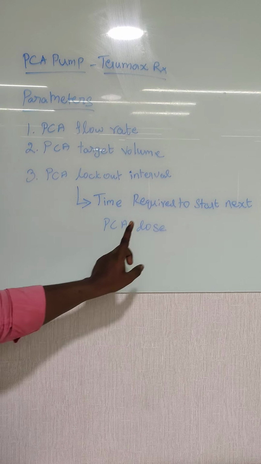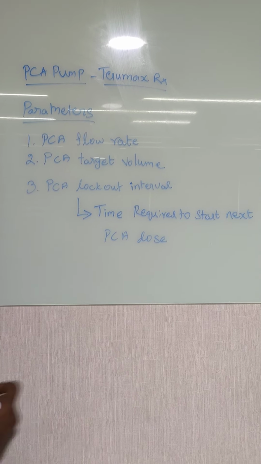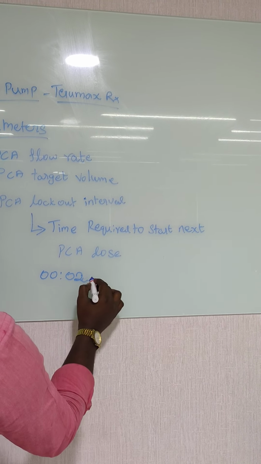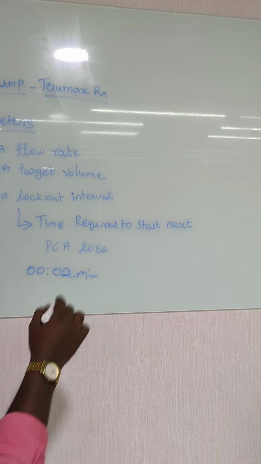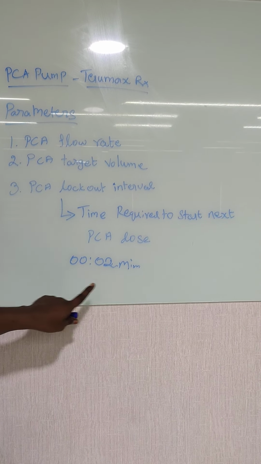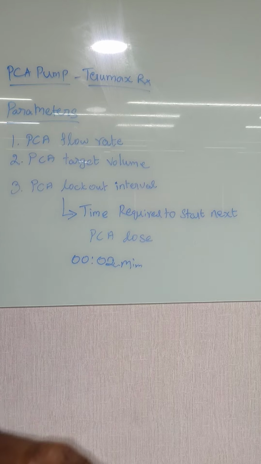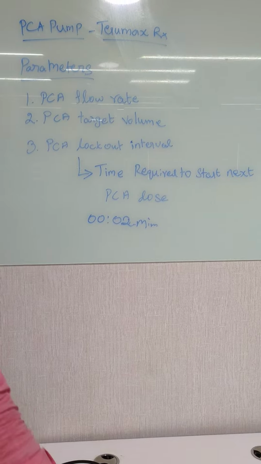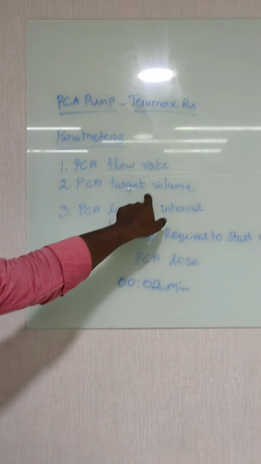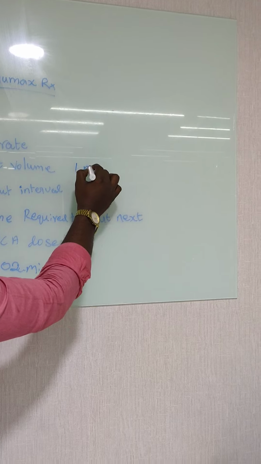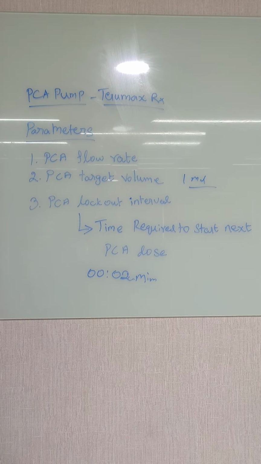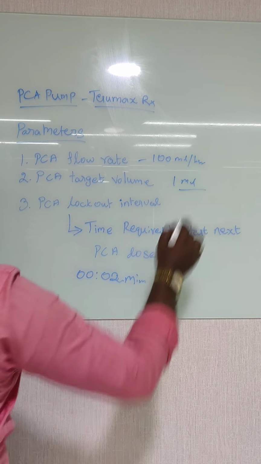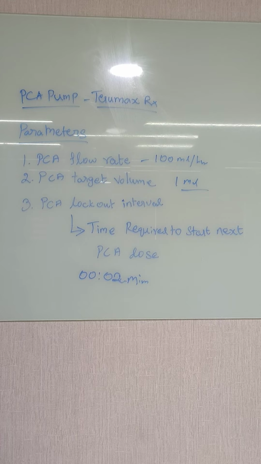For example, if you set the interval time as 2 minutes, consider that you are setting 2 minutes inside the machine. The patient presses the PCA switch, and after the patient demands by pressing the PCA switch, the machine will start infusing the target volume which you have given. Say you have set a target volume of 1 ml, and the flow rate is 100 ml per hour, for example.